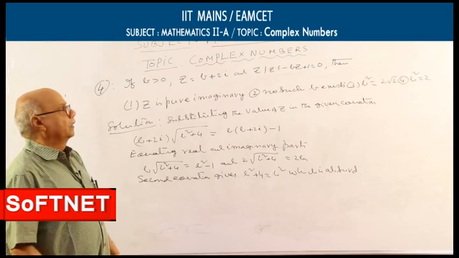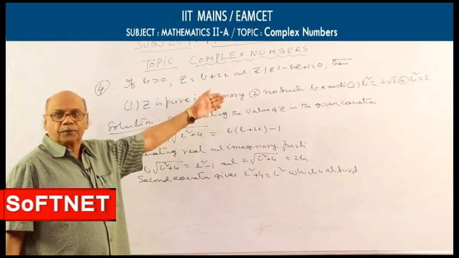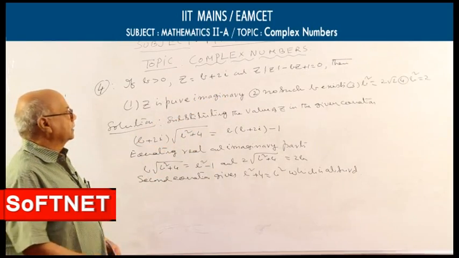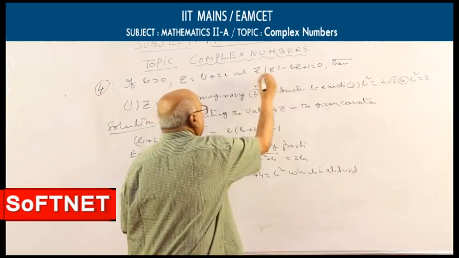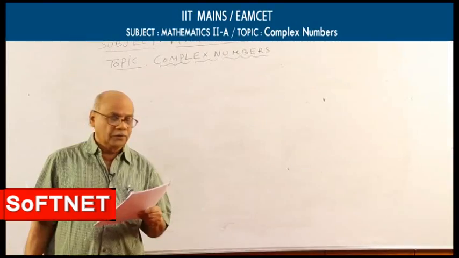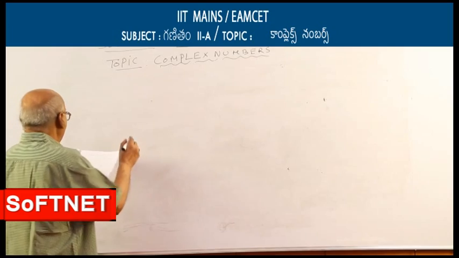So therefore, no such b exists. So the answer is 2. So we will go to the next problem, number 5.